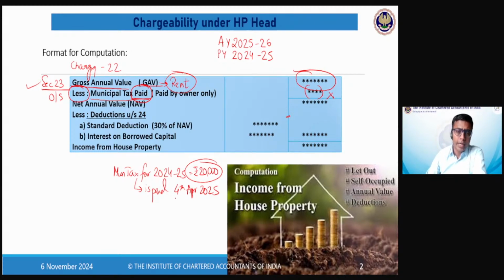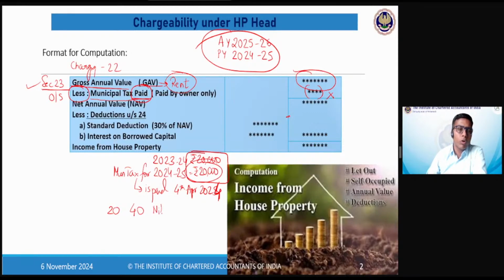Now, I modify this question. For 23-24, it was again 20,000. And it is said that both these amounts you have paid on 4th April 2024. Both these amounts. Now my question is, again for this year, for which we are doing computation, deduction will be allowed for what amount? You may not type the entire amount. If you want to say 20,000, you may write 20. If you want to say 40,000, you may write 40. If you want to say nothing will be allowed, you may write nil. If there is any other answer, you may put that.